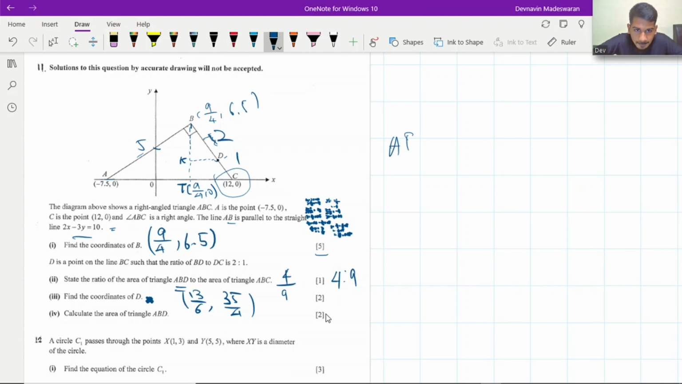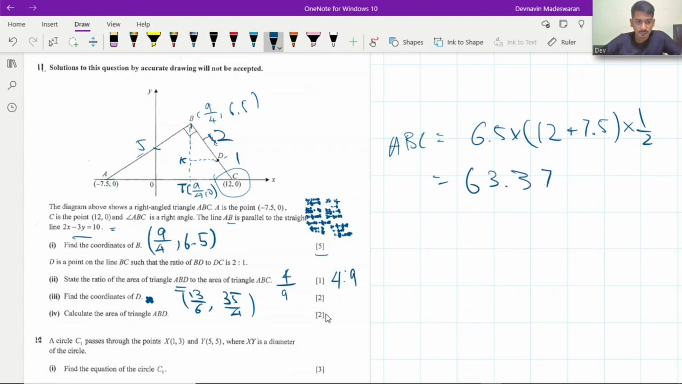ABC area is going to be 6.5, that's height, times the base is going to be 12 minus 7.5 plus 7.5, times half. That's going to be 6.5 times 12 plus 7.5 times 0.5. That's going to be 63.375.